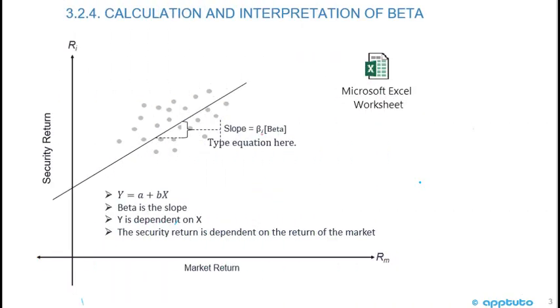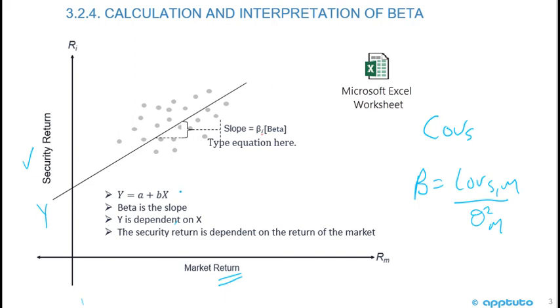So on the previous slide, we saw that we could calculate the beta by calculating the covariance between the stock and the market, divided by the variance of the market. In the CFA Level 1 text, they also show that you can calculate the beta, which is by running a regression between the security return on the y-axis and the market return. So we're running a regression on the returns, the security versus the market.